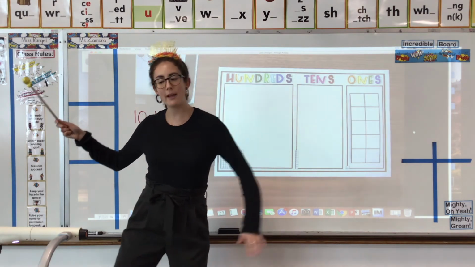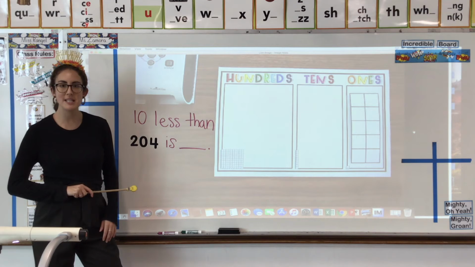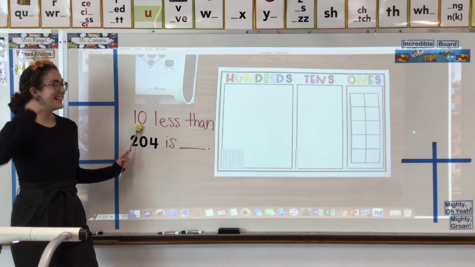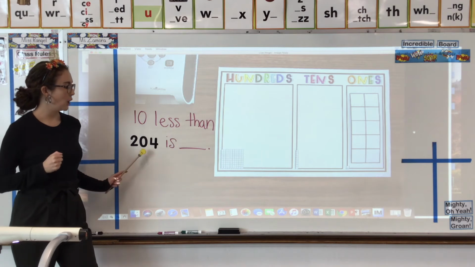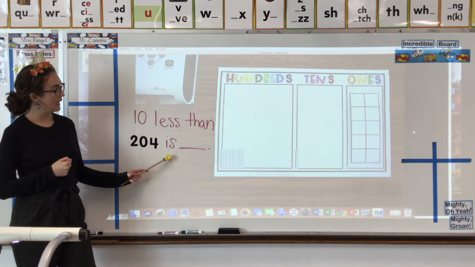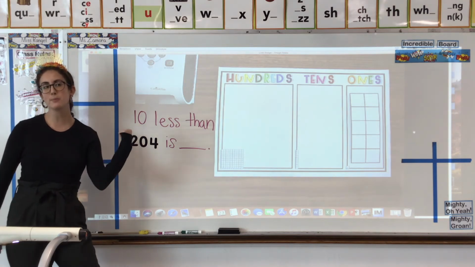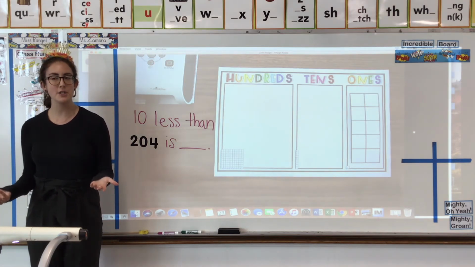Dun-dun-dun. And last but not least, this is our problem to tackle. What do we got, super scholars? 10 less than 204 is blank. Okay, in this problem, what is it asking us to do?